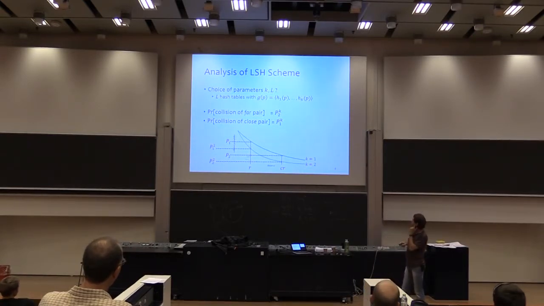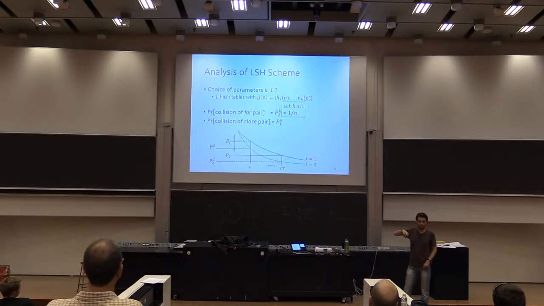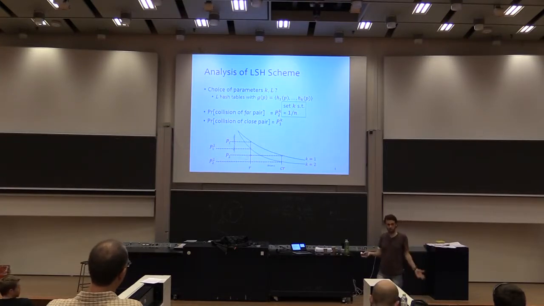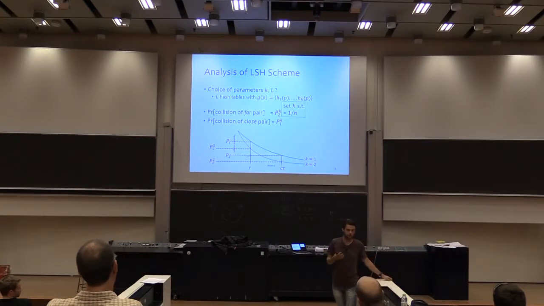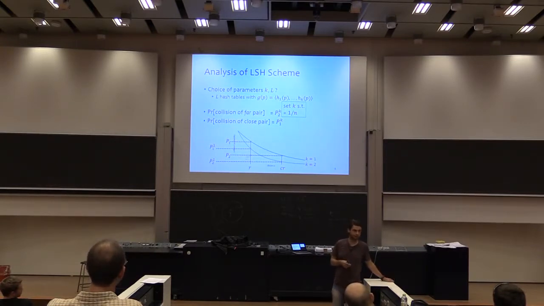And what do we want? We have a choice of K now. How do we set this K? We set K such that P2 to power K is equal to 1 over n. Why do we want to do this? This will be one hash table. There may be many far points, up to n far points. We want that these far points do not collide with our query point. So we make the probability of collision of a far point and a query equal to 1 over n. So in expectation, we have at most one far point colliding in our bucket. This is how we set K.